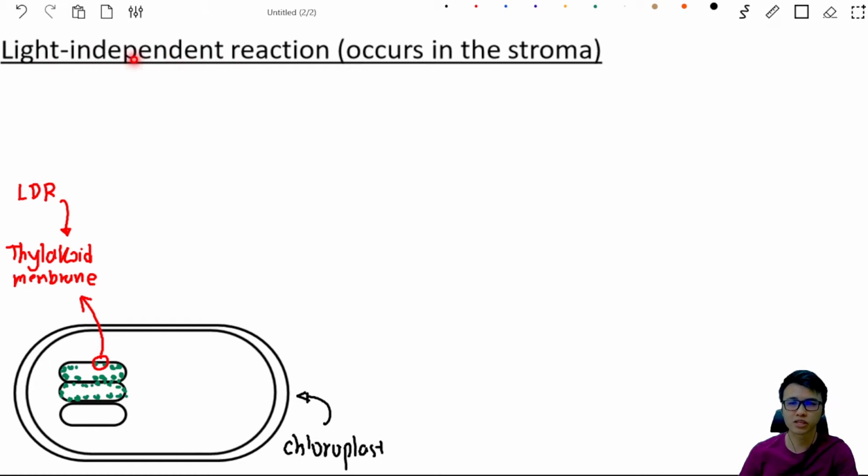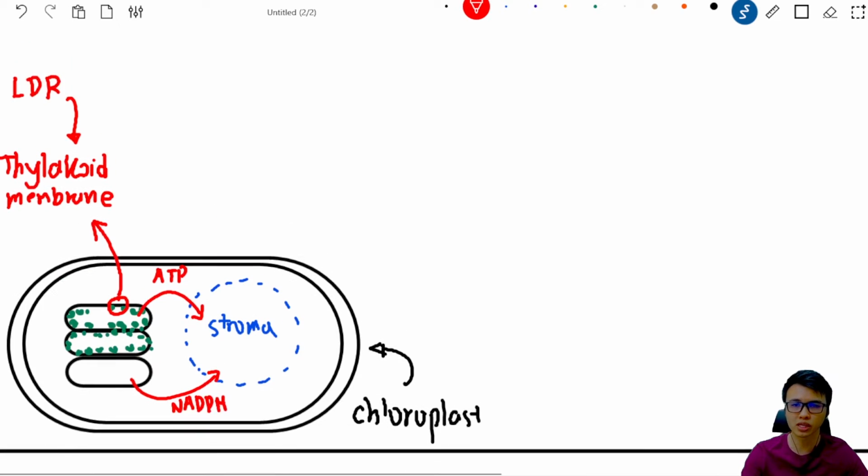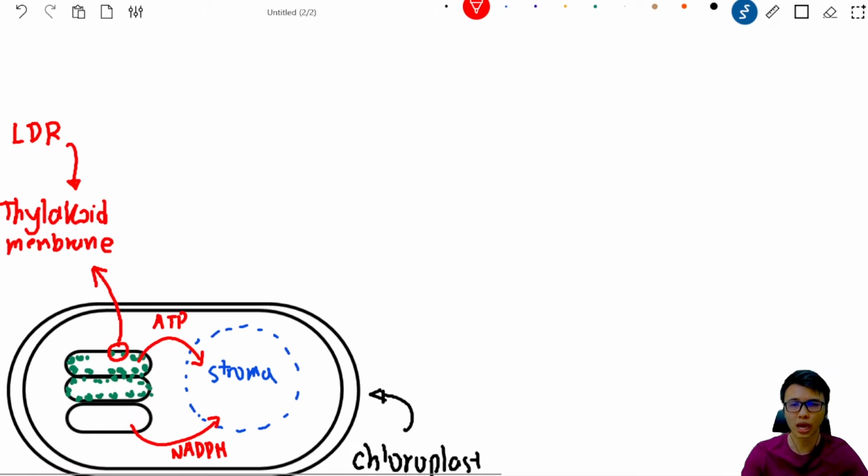Light independent reaction means it doesn't need any light. Since it doesn't need any light, the plant cell doesn't need any chlorophyll to carry out this reaction. So this reaction will occur outside of the thylakoid, which is right in the stroma. So let's start. At first, the light dependent reaction will send the ATP and also the NADPH into the stroma for light independent reactions. And we are going to zoom in to the stroma and see what happens here.